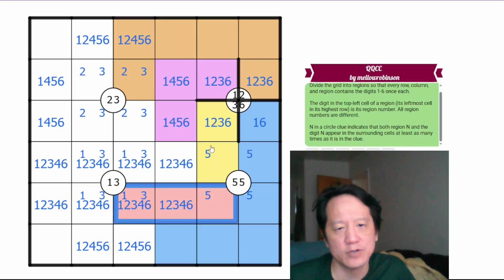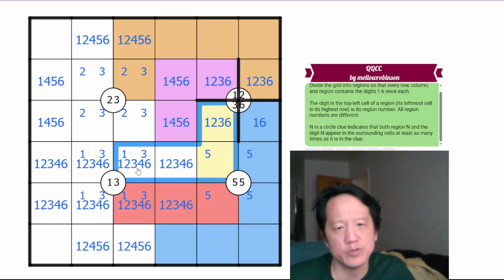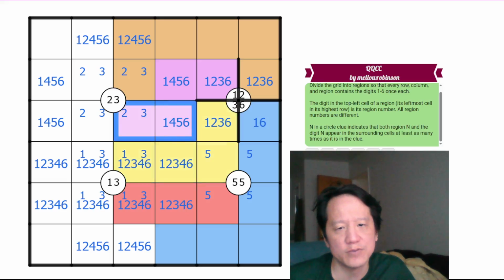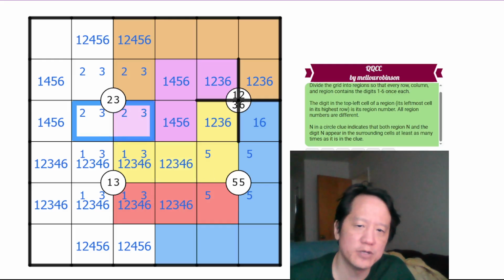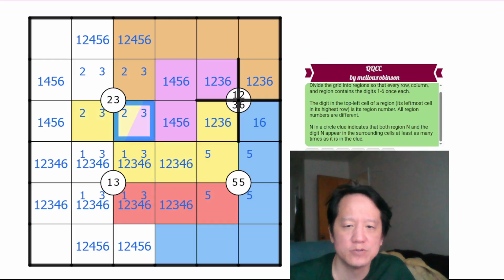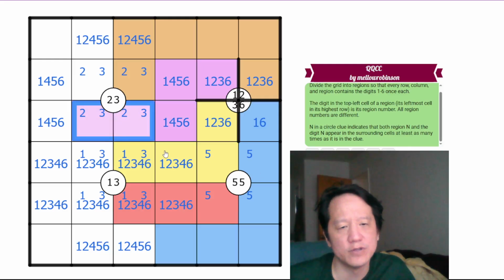Red would have to go here. This would be yellow. Pink would have to go around this way. So pink would have to continue here. Oops. Pink would have to continue there. Yellow would have to go here. Red could go down.